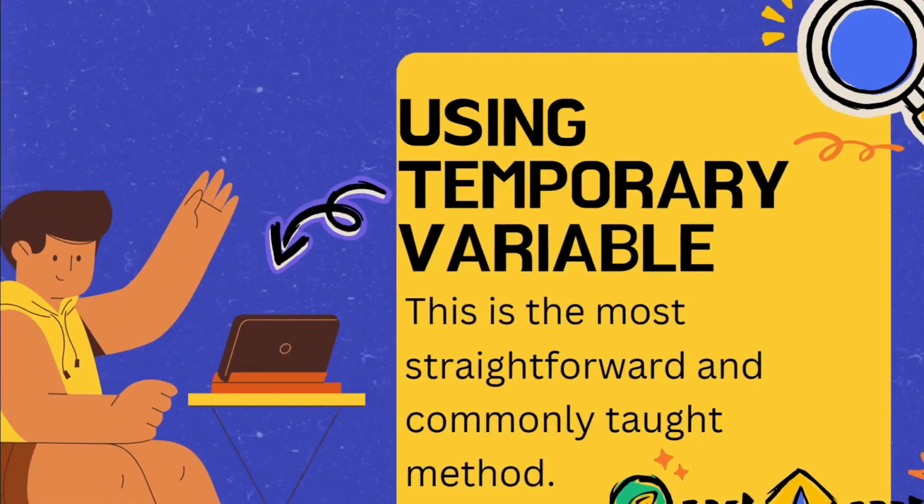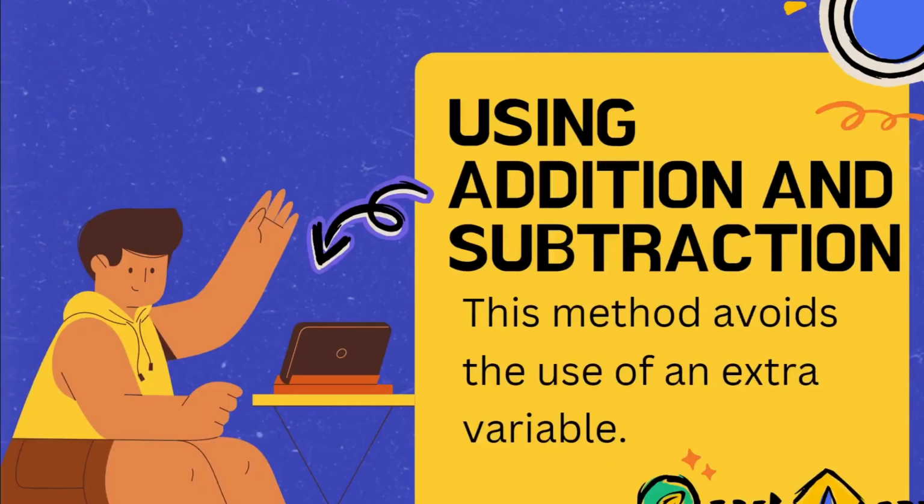Now let us see the second approach, that is using addition and subtraction. So what is the benefit of using this approach? This method avoids the use of an extra variable. That means in the previous approach we used a third variable temp, right? So in this approach we can avoid the temporary variable. You can think of this as an optimization to our previous solution.